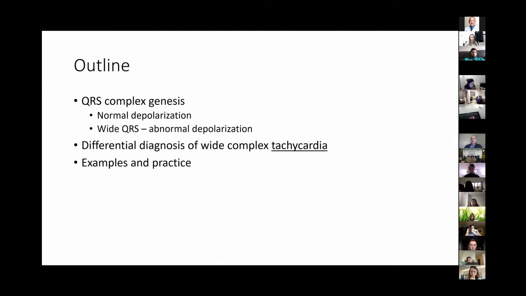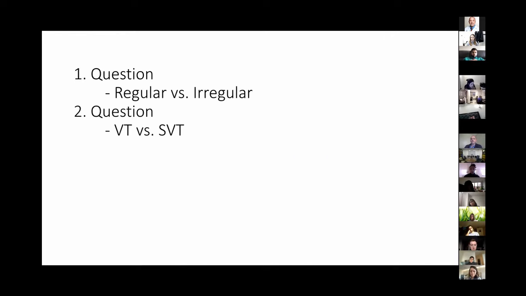So now let's go over the differential diagnosis of wide complex tachycardia and what it encompasses. Again, it's a hard differential diagnosis, because there can be many possibilities. The way I think you can simplify thinking about it is, first you will ask yourself: am I seeing a regular rhythm or an irregular rhythm?